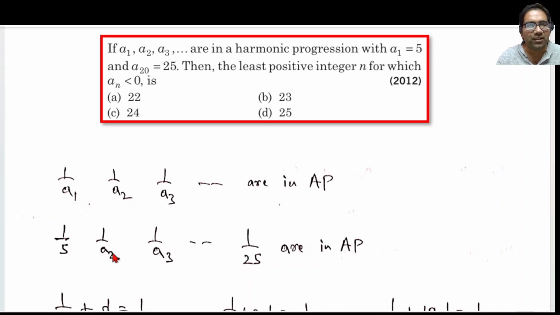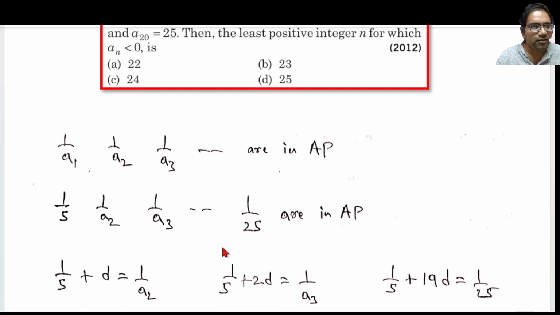The common difference, 1 by A2 minus 1 by 5, should be negative because this is a decreasing sequence. Now 1 by 5 plus d, whatever the difference is, this is in arithmetic progression, right? 1 by 5 plus d should be 1 by A2. 1 by 5 plus 2d should be 1 by A3. And this is the 20th term. So 1 by 5 plus 19d should be equal to 1 by 25.